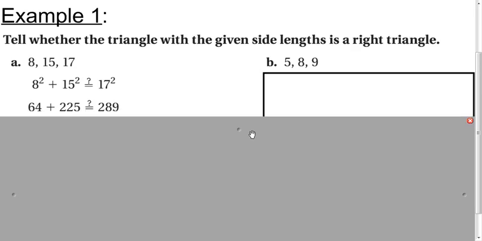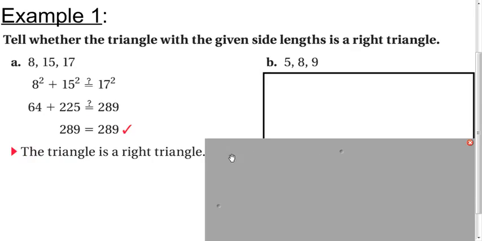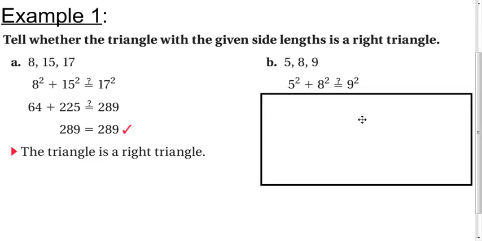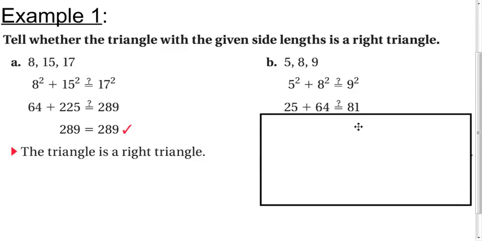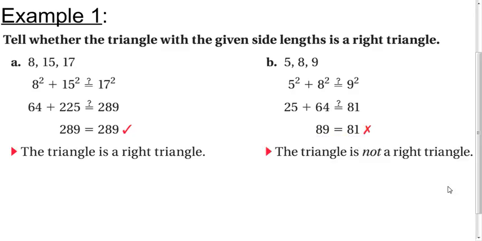If we simplify each side of the equation, we end up with 289. So yes, this triangle is a right triangle. Same idea over here. Is 5 squared plus 8 squared equal to 9 squared? On the left-hand side, we end up with 89, and that's not equal to 81. So this is not a right triangle.